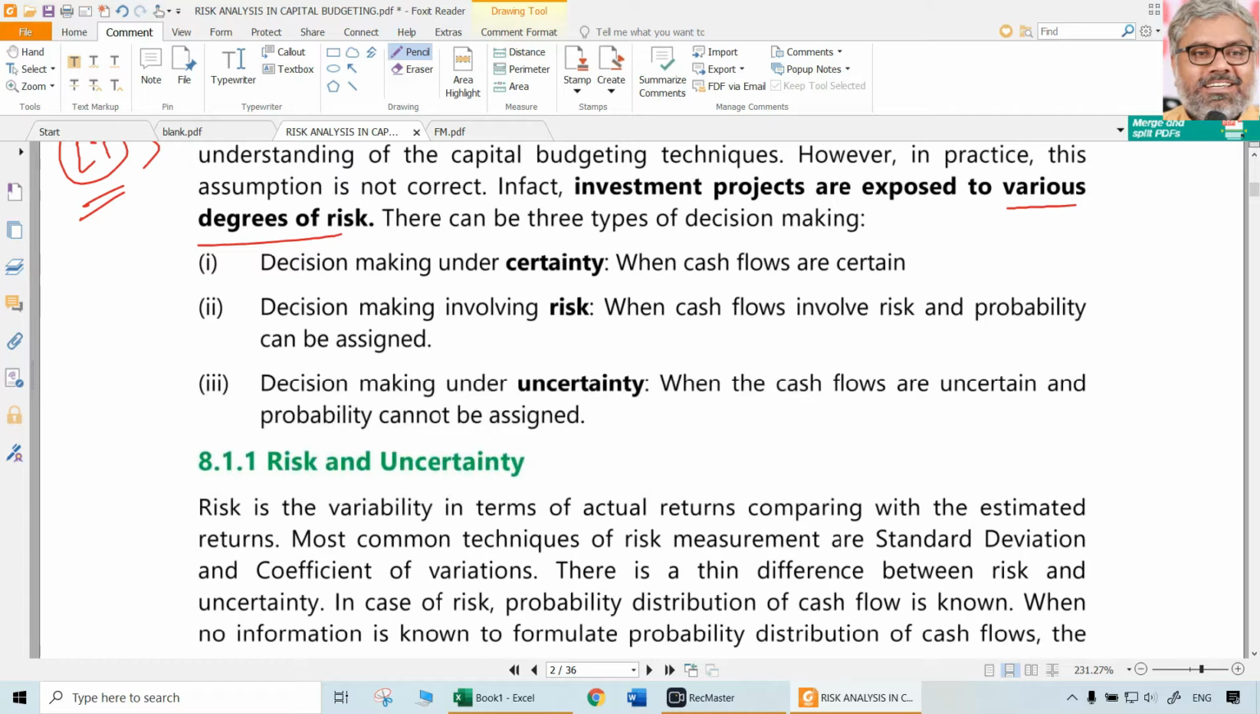Broadly, we can classify decision making into three categories. Decisions which are made under certainty, where the cash flows are certain. Decisions where there is risk involved, meaning there is a risk and probability can be assigned to that risk. And decisions which are made under uncertainty, where the cash flows are uncertain and probability cannot be assigned either.